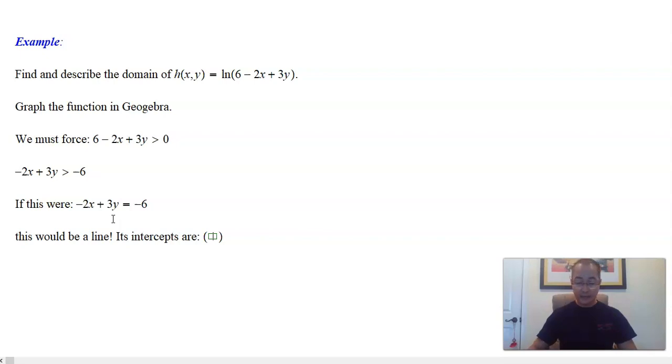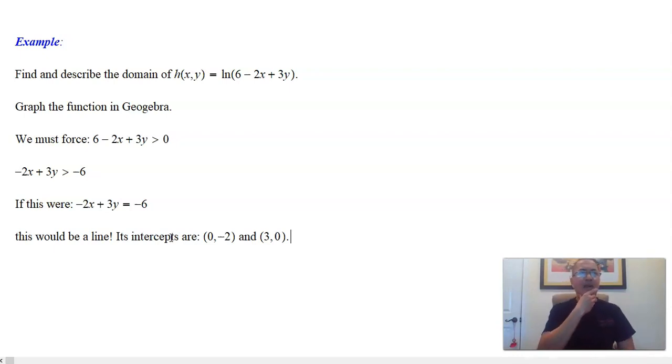When x is 0, y has to be minus 2. And what happens when y is 0? x has to be positive 3. So yeah, let's use our imagination for a minute. We now know where the intercepts are: 0, minus 2 over here, and 3, 0 over here. So we have a line passing through those 2 points.